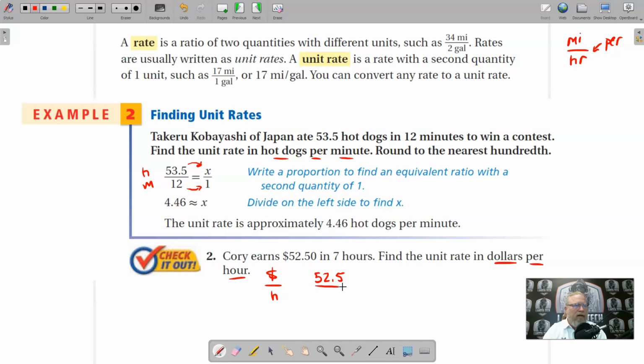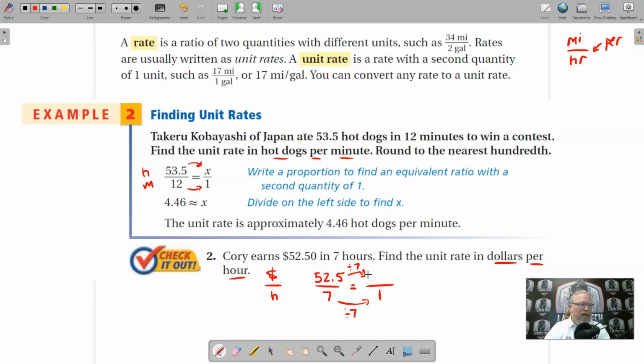52.5 over 7. And we want to get to where our denominator is 1. We would divide 7 by 7 to get to 1, so we're also going to divide the numerator by 7 as well. And whenever we do that, I'm going to go ahead and divide 52.5 by 7, and I will get 7.5.